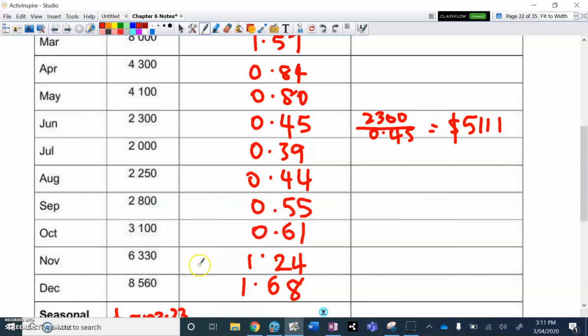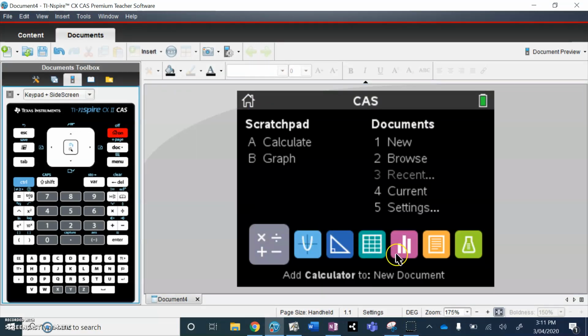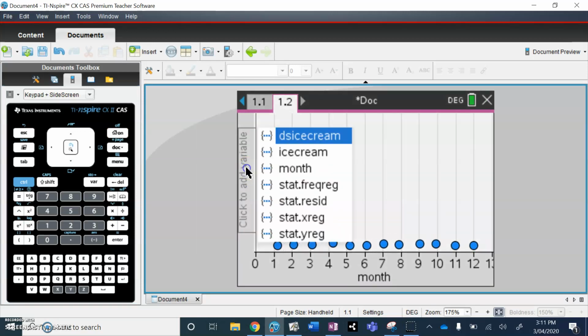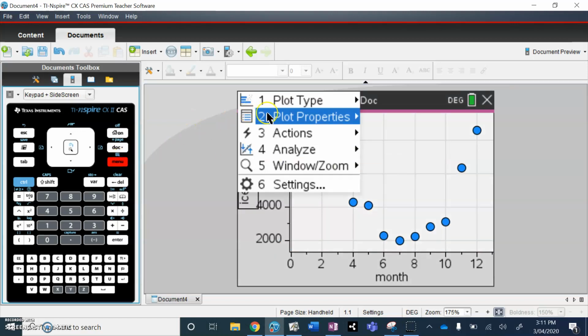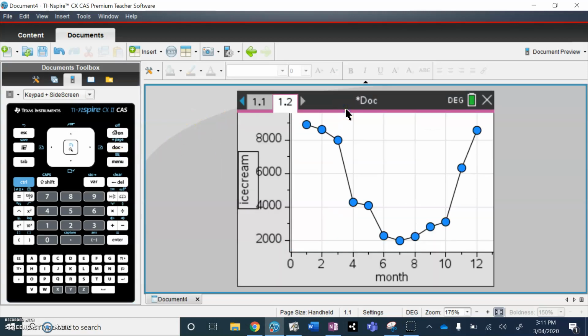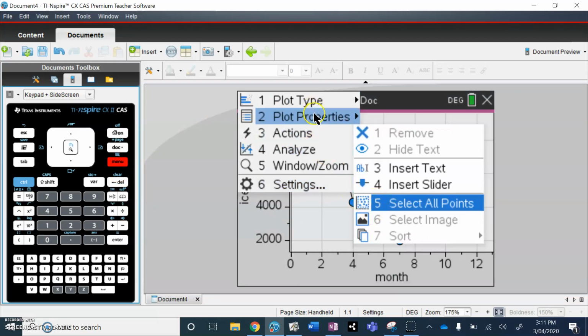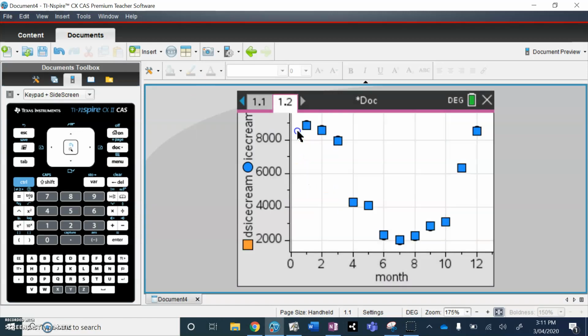So when you've got your deseasonalised figures, what you need to then do is to open up a data page, months on the bottom, ice cream on the vertical axis, and when you menu, plot properties and connect the data points, that gives you your time series plot, your original data, and then you're going to have a plot on the same axis. So menu, plot properties, add Y variable, and the Y variable is the deseasonalised ice cream sales.